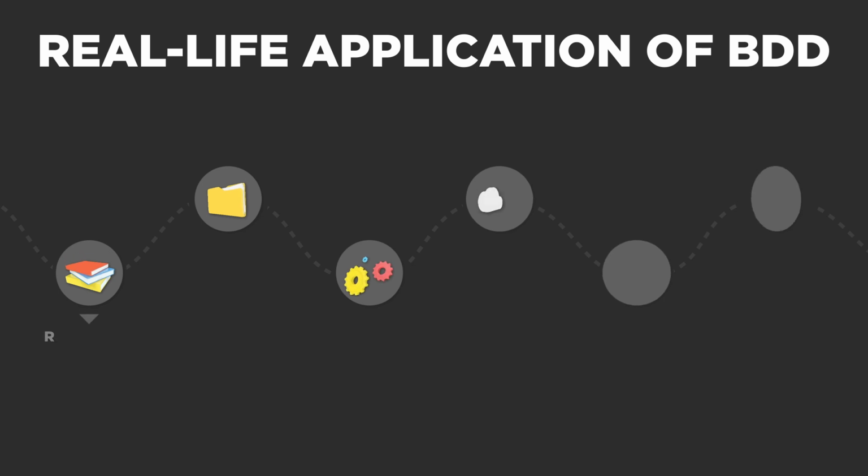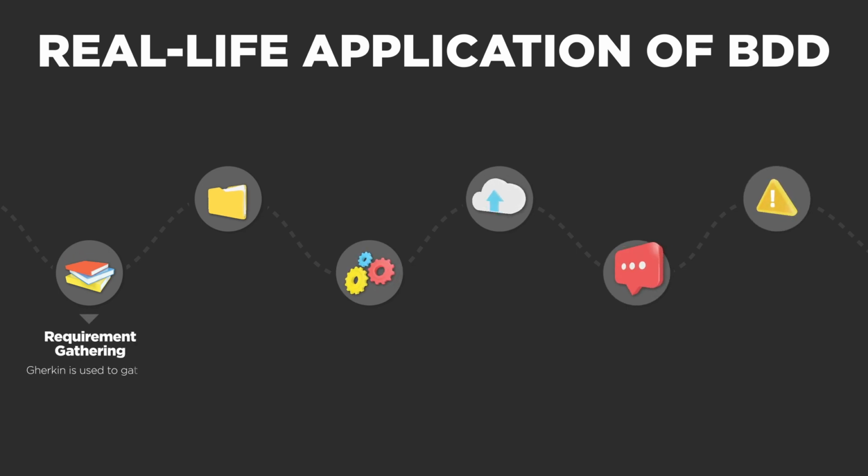Everything begins with requirements gathering. The project begins with a series of collaborative workshops where the team and stakeholders define the desired features and behaviors of the e-commerce platform. They use BDD's given-when-then format to capture these requirements in feature files.